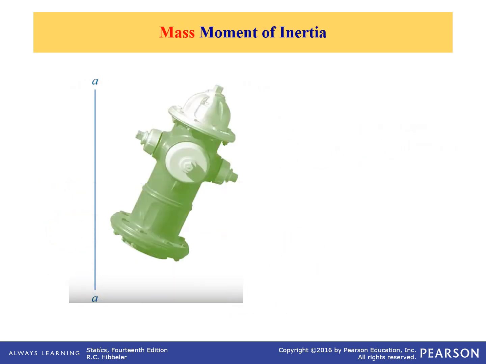Let's take a look at how mass moment of inertia is defined and calculated. Just like moment is calculated about an axis, the moment of inertia is always calculated about an axis. Let's pick an arbitrary axis AA here. This is the axis AA. And on this rigid body, we are going to choose a differential element with the mass dm.